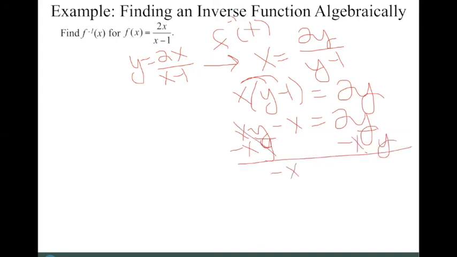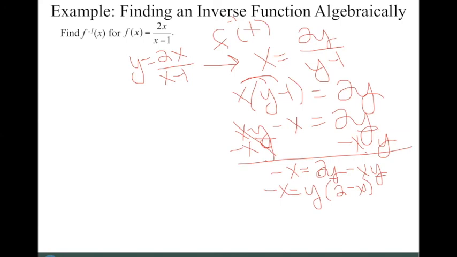Negative x equals 2y minus xy. And now I have 2 copies of y. These are not really like terms because one of them has an x, so I can't really simplify. But because the y's are on the same side of the equation, I can factor out that GCF. Now this is an important step that a lot of people tend to forget. If I have 2 copies of y, I need to put them on the same side of the equation and factor them out. So now I have negative x equals y times (2 minus x).